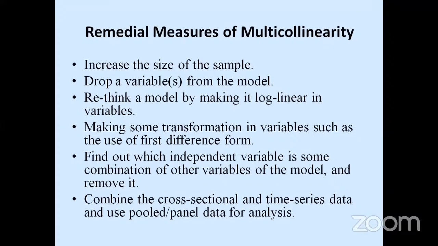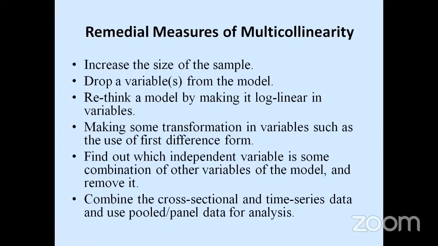We have some criteria like the AIC information criteria, or BIC, HQIC. Based on those criteria, we see the result. Before that, the data has to pass the test, the ADF test or PP test, that is, the stationarity test, if we do the first difference or second difference. Then find out which independent variables are some combination of other variables in the model, and remove them.